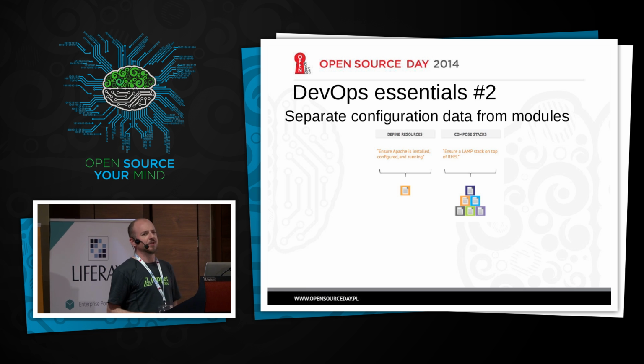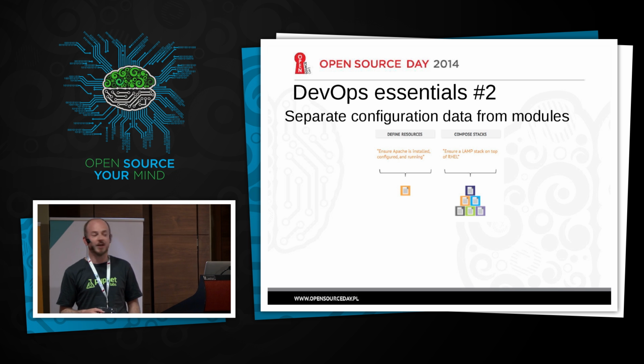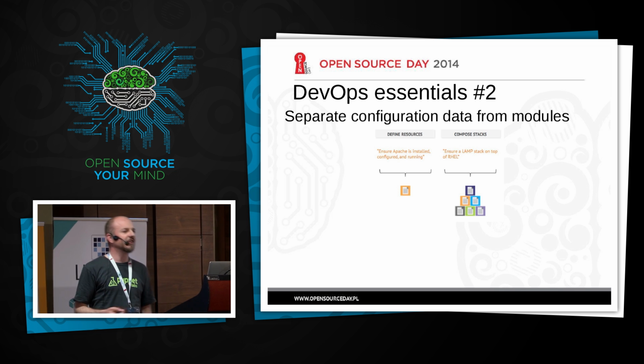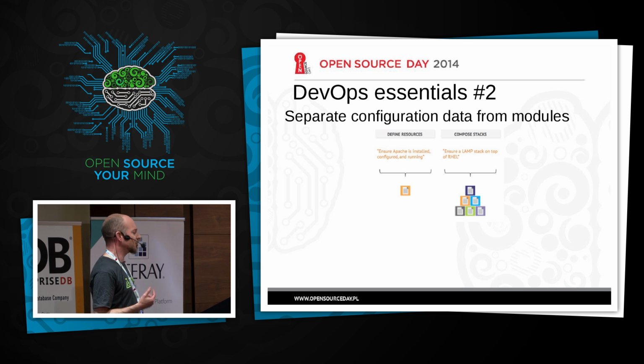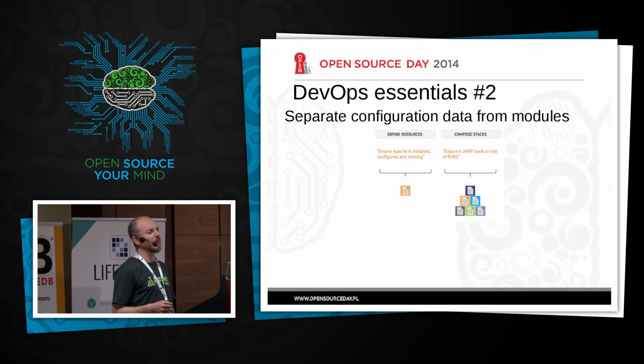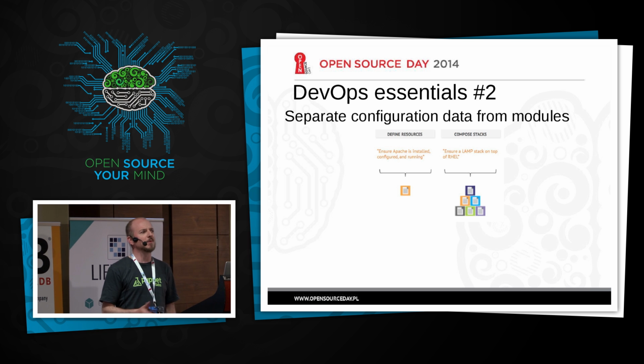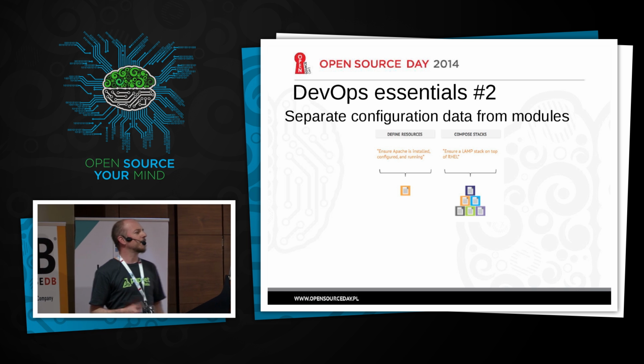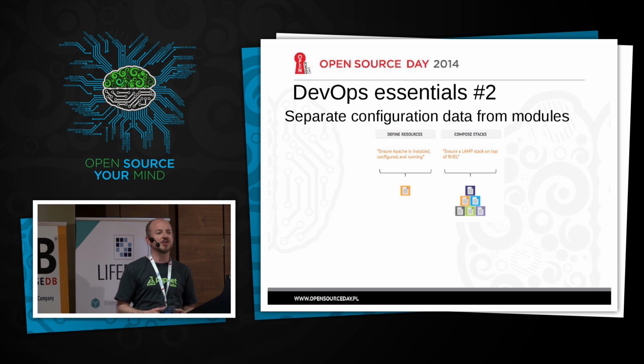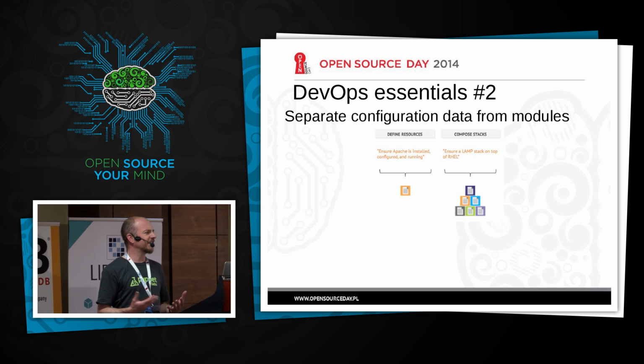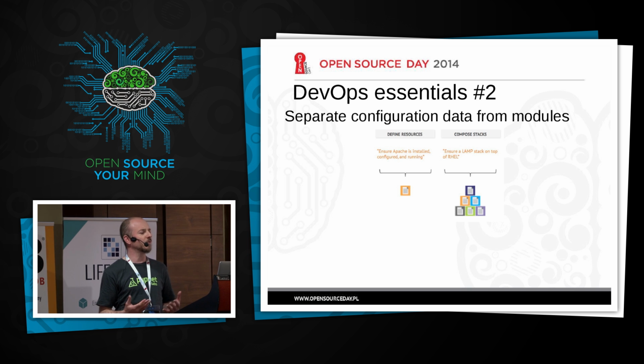This leads me on to the second of my essential capabilities, and this is to separate the configuration data from the actual modules that define how things should be installed. So, as an example, let's say we're provisioning a LAMP stack. So we need to manage Apache, we need to manage PHP, we need to manage MySQL, and we need to probably affect the Linux operating system in various different ways.